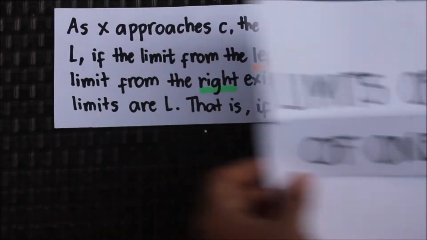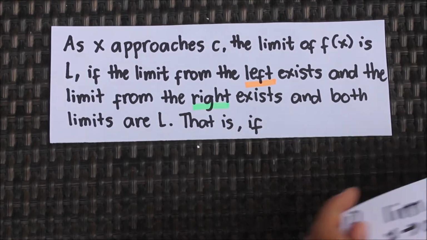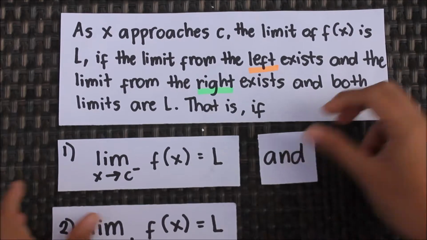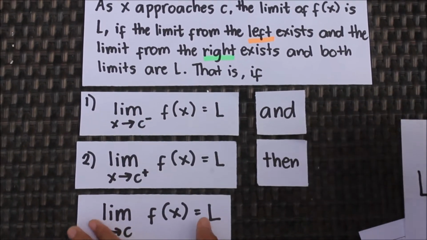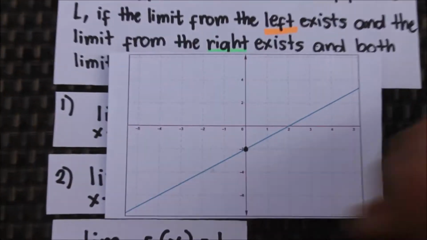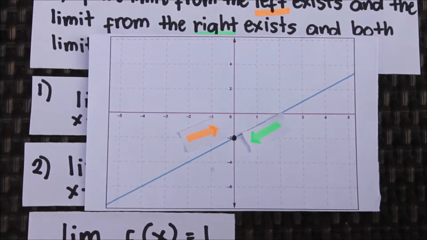If we want to consider the limit of f of x as x approaches c, it's equal to L only if the limit from both the left and the right of c are equal to L. It's important that we consider the limit from both sides to determine if the limit exists.